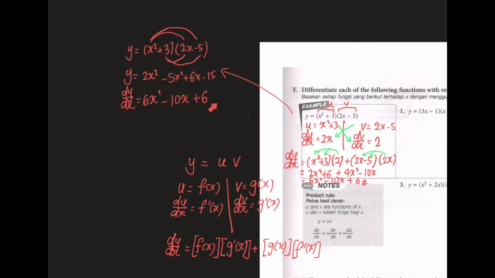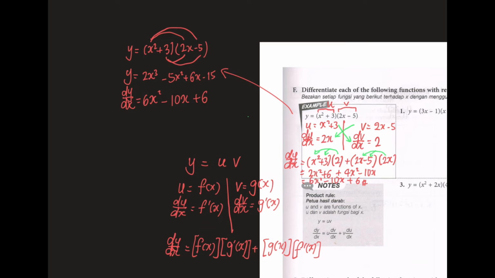Same answer. But the thing is, sometimes we must use product rule to get the answer, especially if the question asks you to do so. If the question never says anything, you can use product rule if it is very difficult to expand. But if it's very easy to expand, like this one, then you expand and differentiate term by term. If it's very hard to expand, then you don't expand, you use product rule. Okay, so that's the thing.